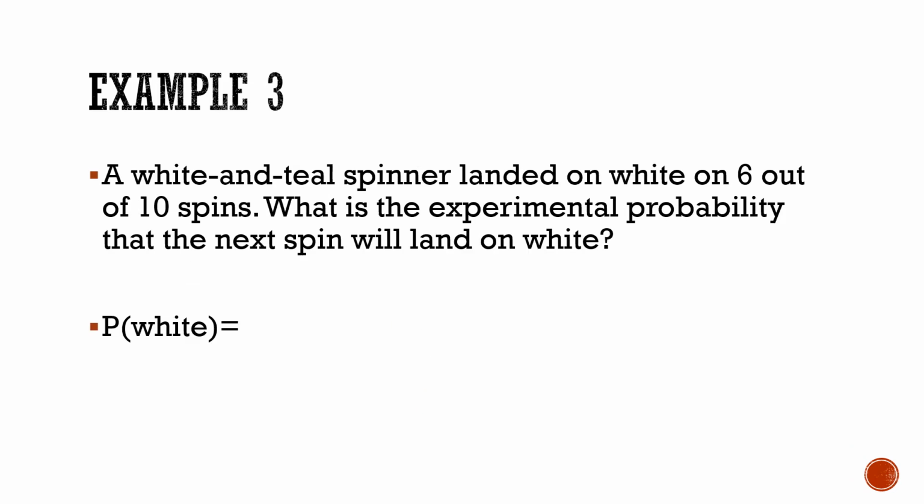Example 3, a white and teal spinner landed on white 6 out of 10 spins. What is the experimental probability that the next spin will land on white? So 6 out of 10. So we need to simplify that by dividing by 2, which is 3/5.